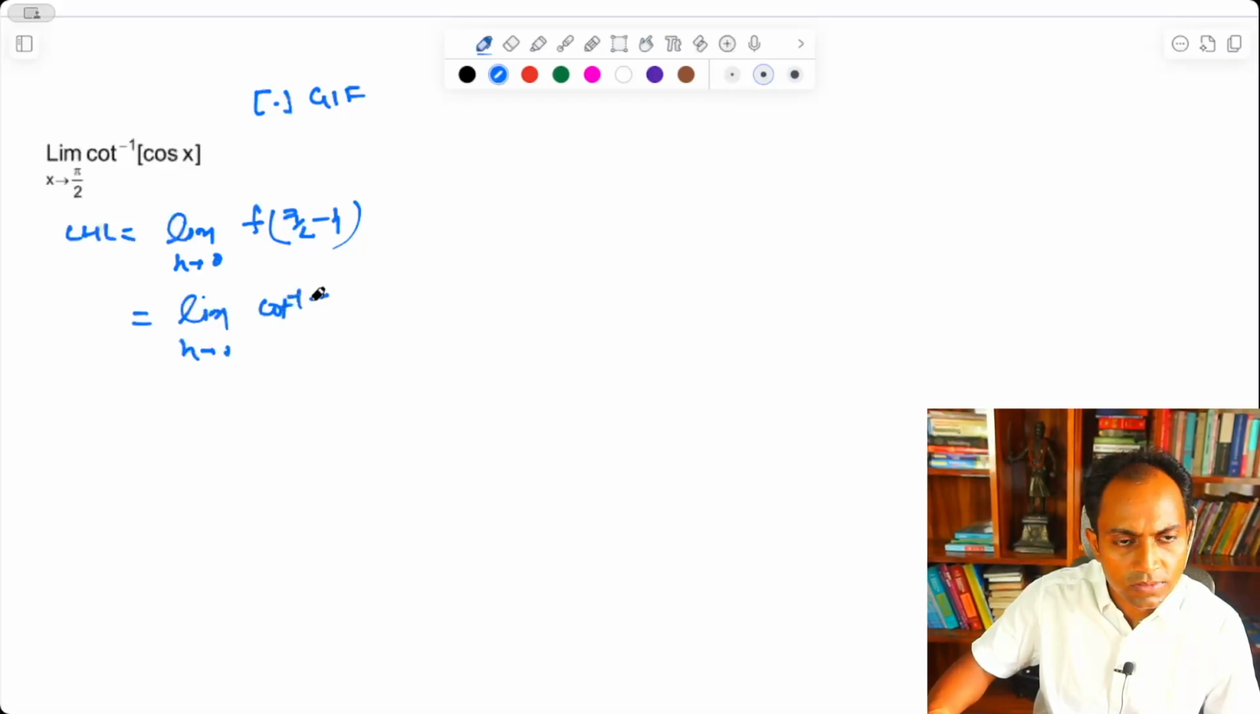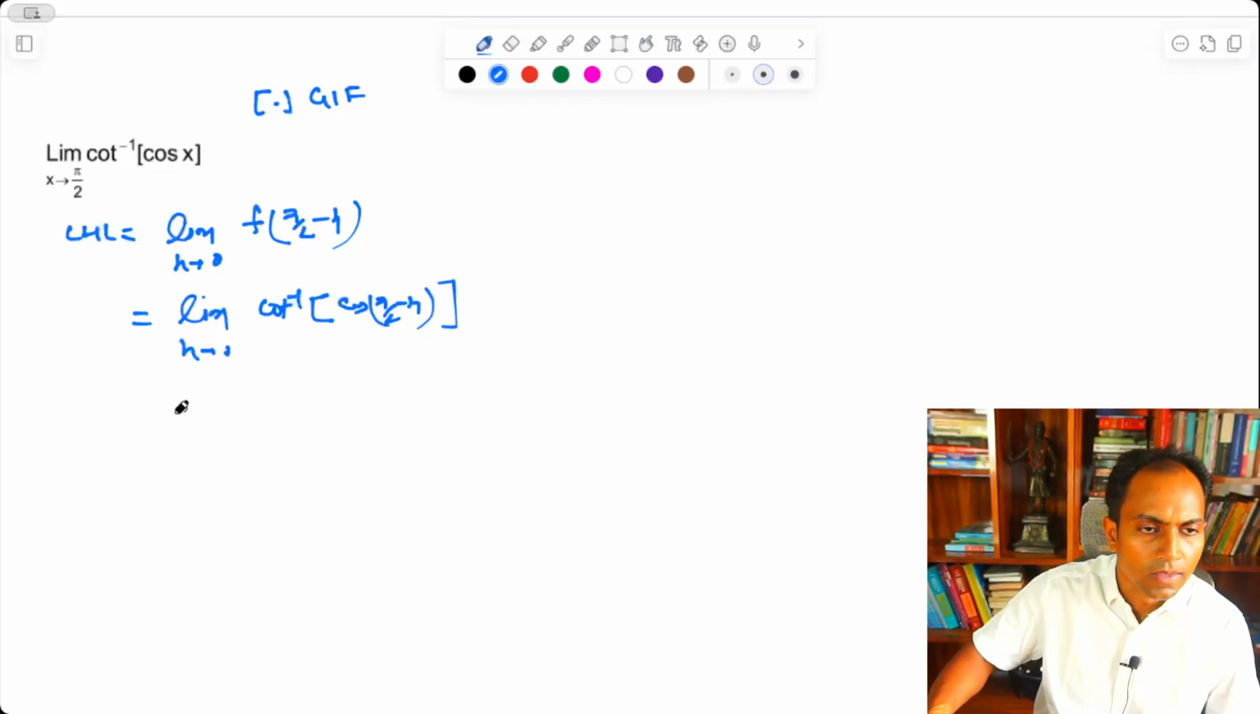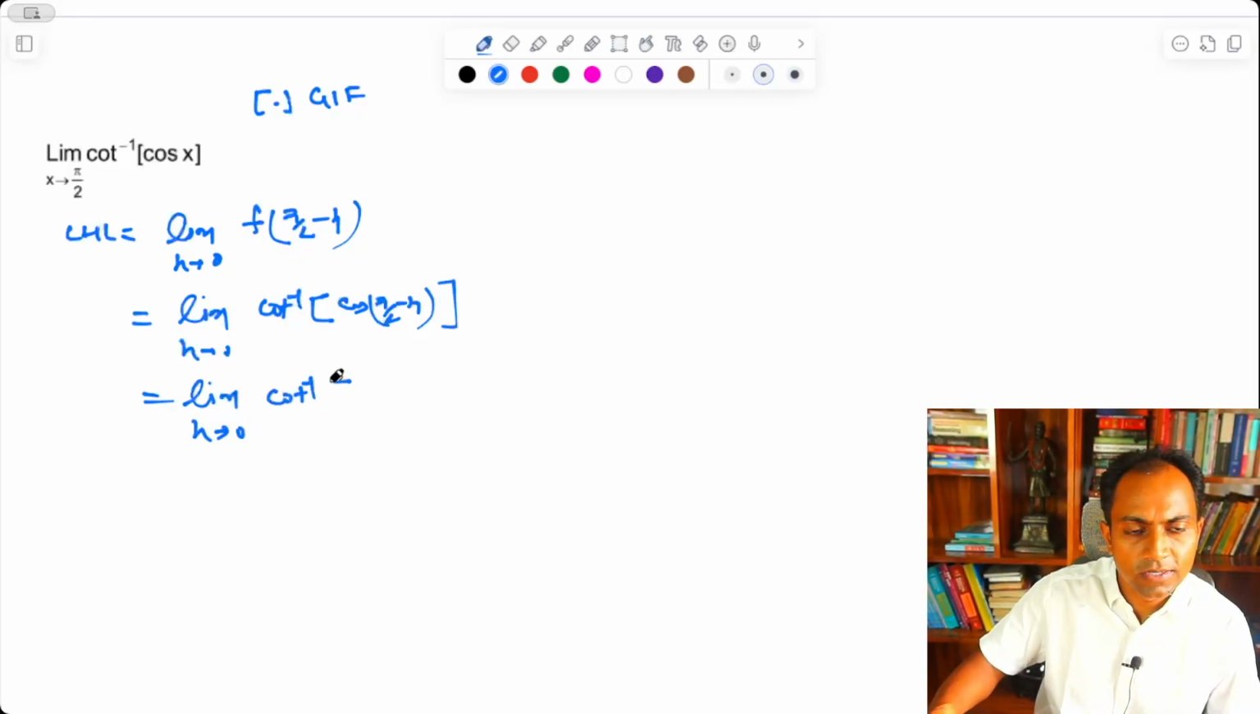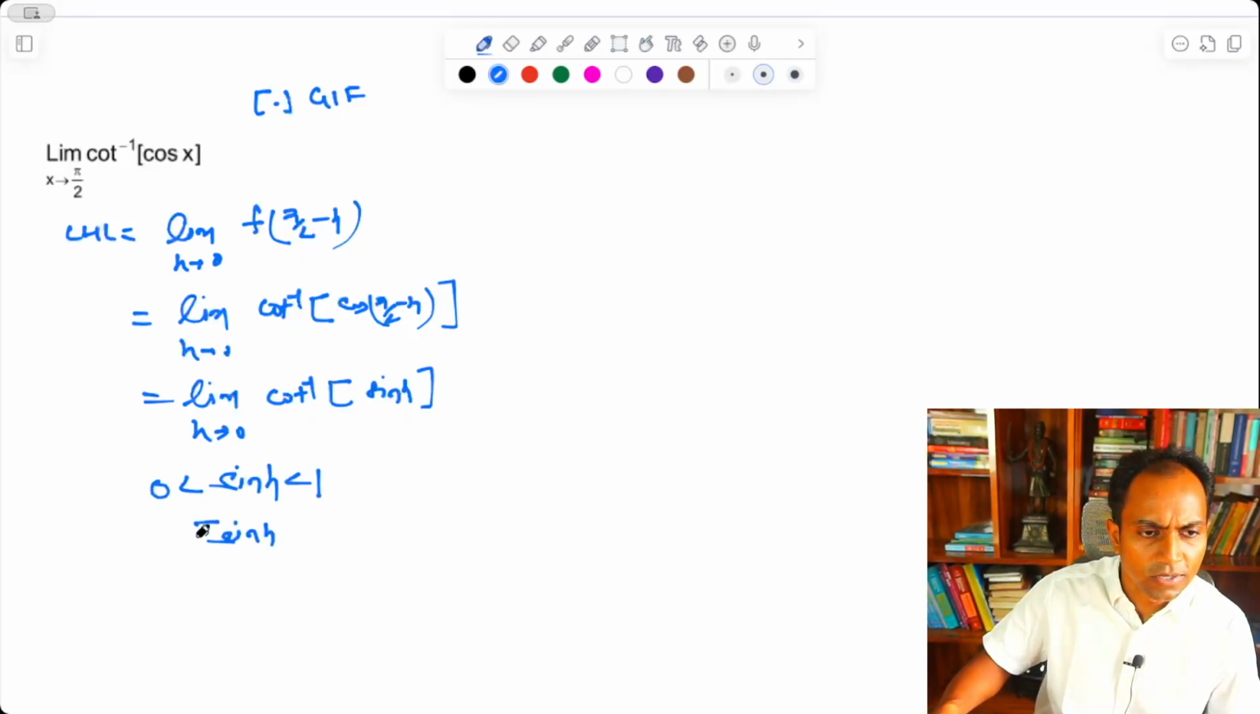Cot inverse, there is a greatest integer function. This is cos of pi by 2 minus h. See, cot of pi by 2 minus h: cos of pi by 2 minus h will become sin h, the greatest integer function of sin h. Now let us understand. See, h is very small, so in this case, sin h will lie between 0 and 1, a very small quantity. So if I take a greatest integer function over it, it will become 0.